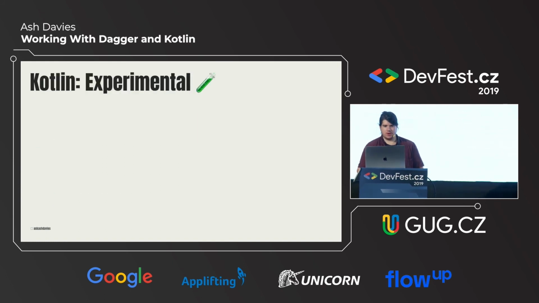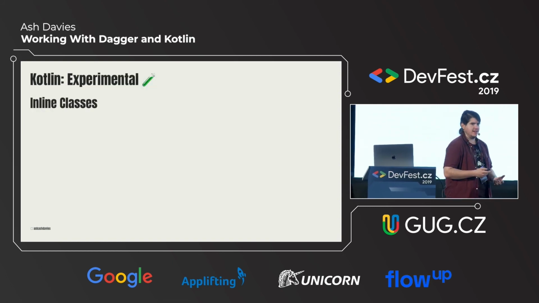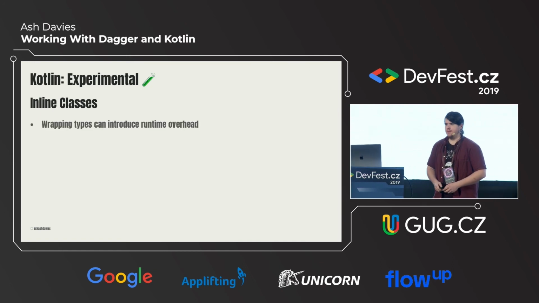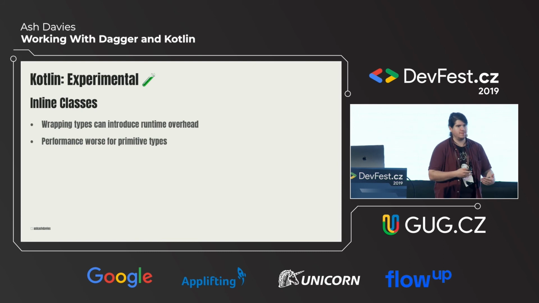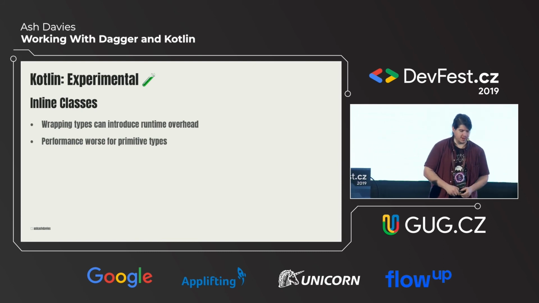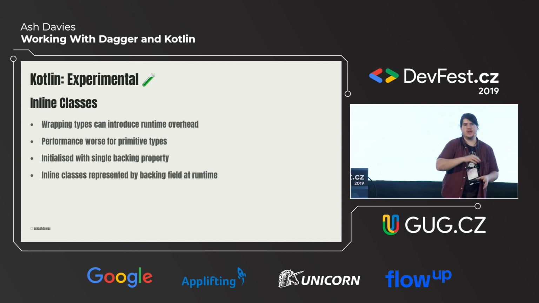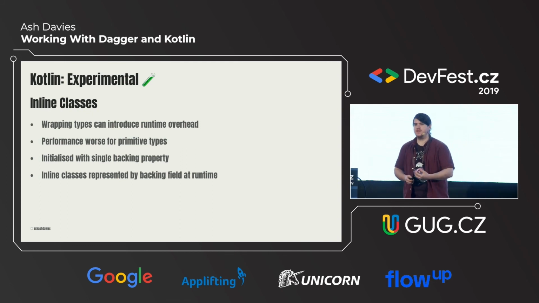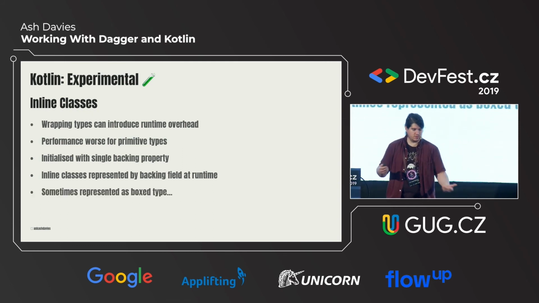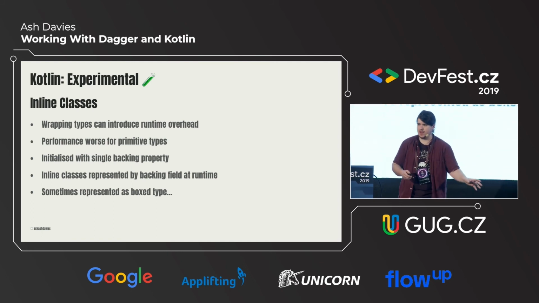So, Kotlin experimental. Now, how do these new features integrate with Dagger? So we have things like inline classes. Now, these are quite cool. They wrap primitive types so that you no longer are hit by the performance impact. You have a single backing property, and you can apply extra functions and extra behavior onto this. And then it's represented by this inline class at runtime, which is cool. It's sometimes represented by a box type if it's necessary. This is a bit of a caveat, but let's not go into that now.